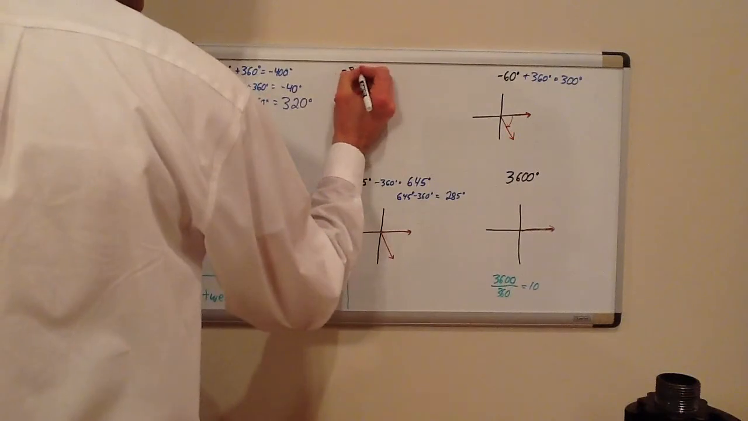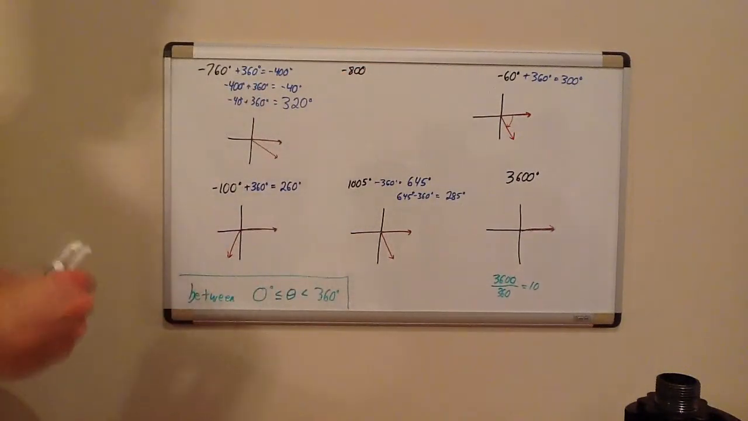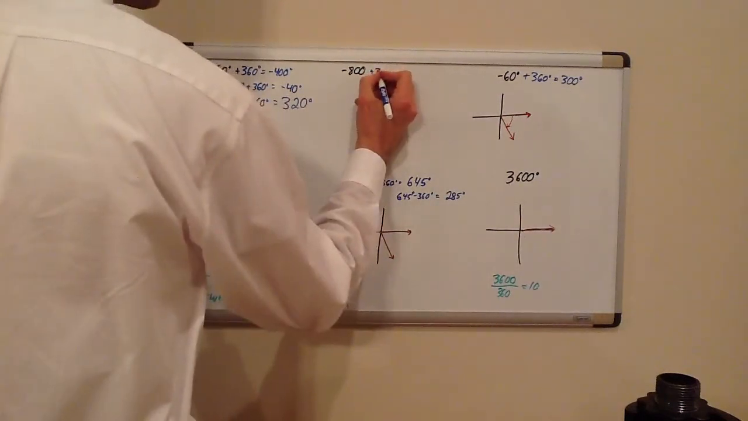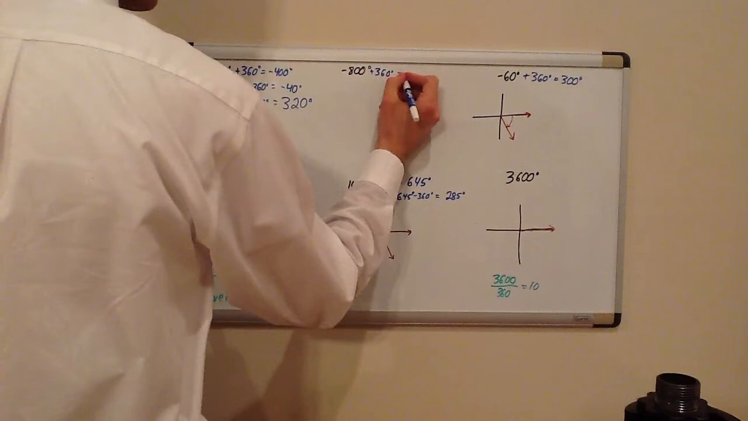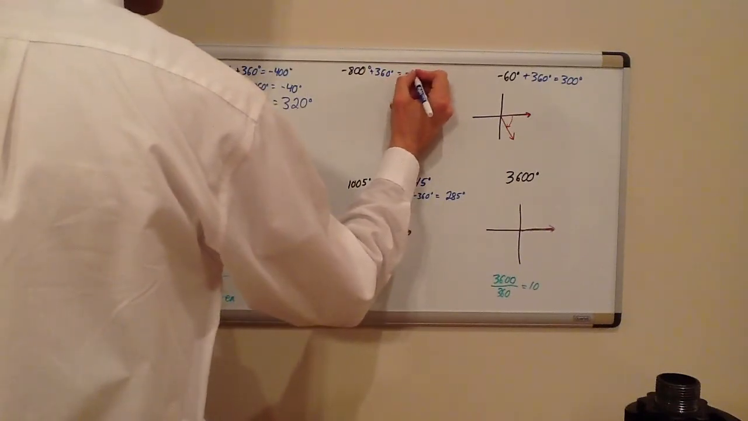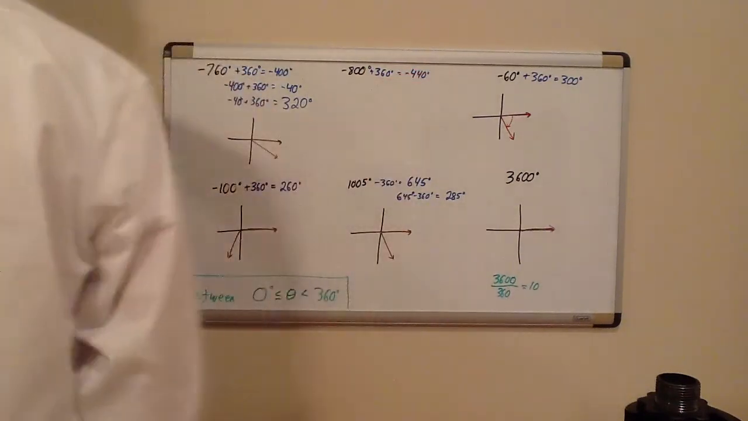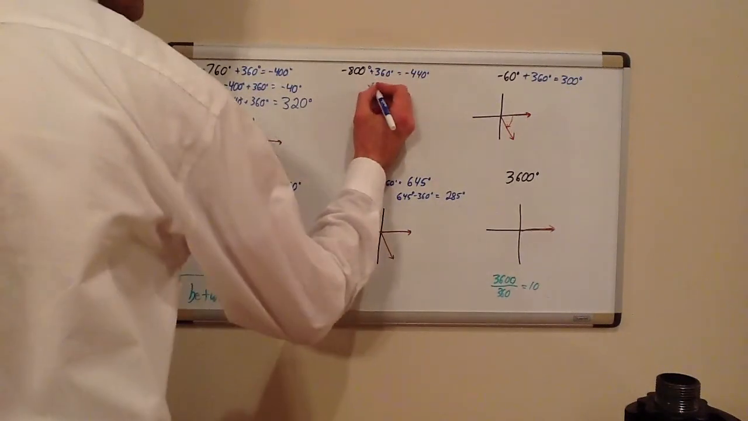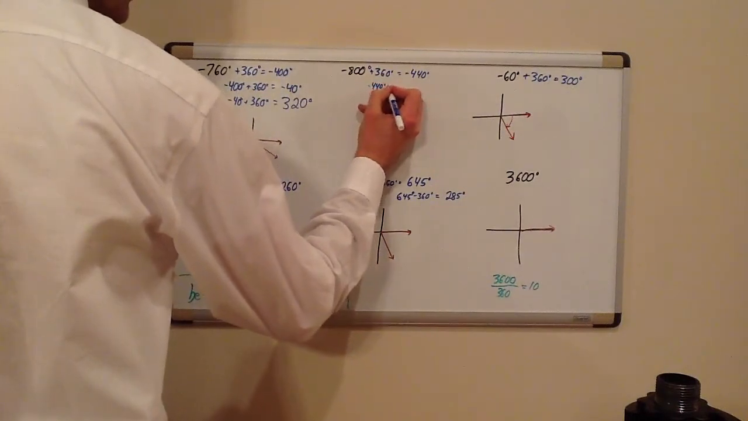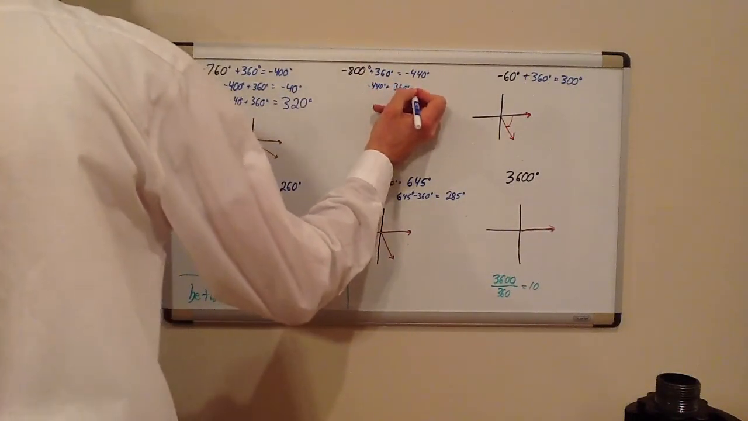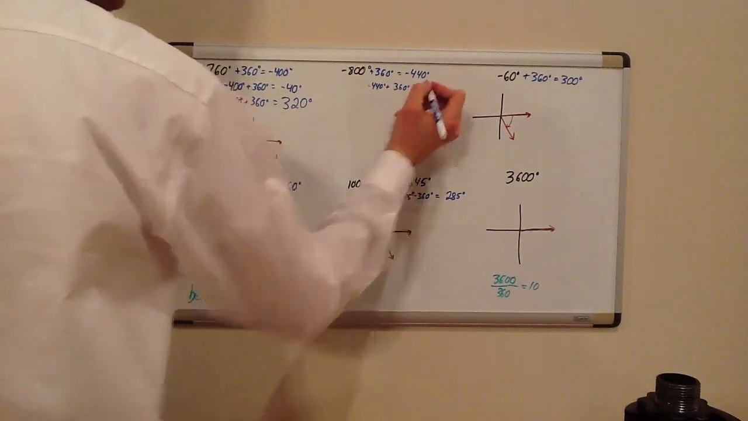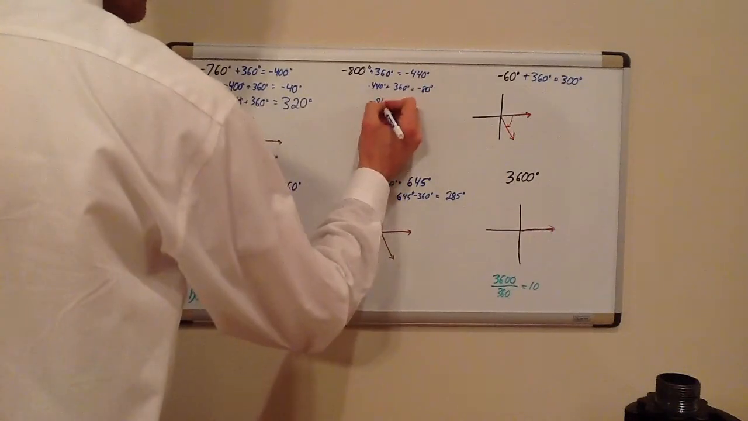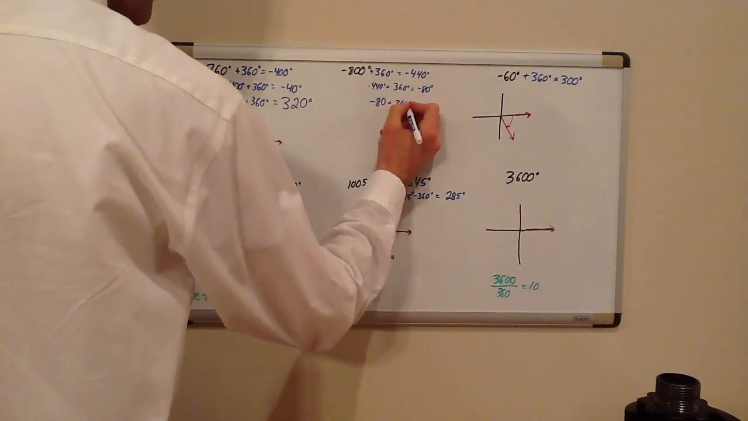Negative 800. Too big or too small? Right, too small. I hope you said too small. Add 360 to that. We wind up with negative 440. We have negative 440. We add 360 to that. Negative 440 plus 360, and we have negative 80. Still too small? Yeah, too small. Negative 80 plus 360 degrees.